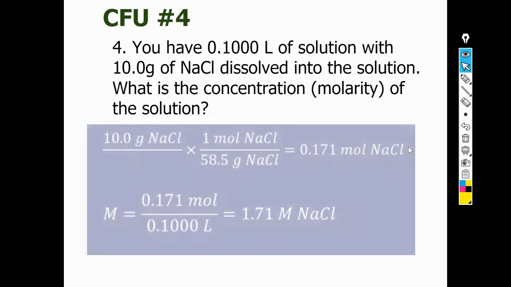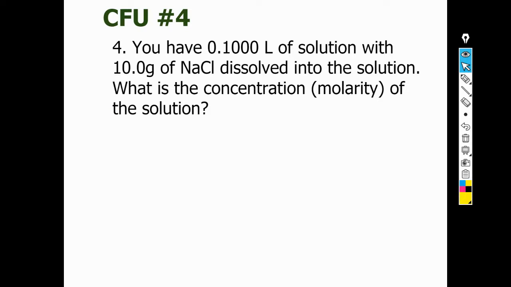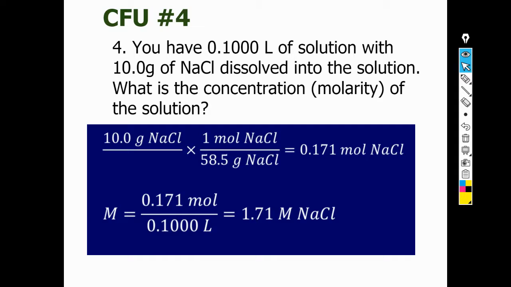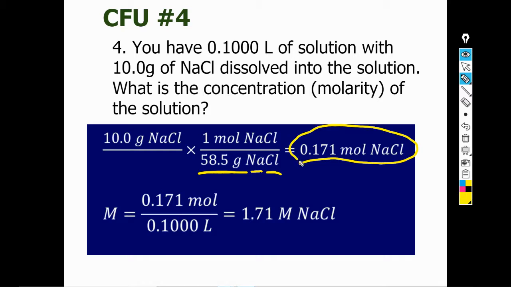Okay, let's look at CFU number 4. It says you have 0.1 liter of solution with 10 grams of salt, sodium chloride, dissolved into the solution. What is the concentration, which when you hear concentration, think molarity, of the solution? So in this one, I have grams, but it's asking for molarity. If I have grams, remember it's related to moles, so all I have to do is convert it. The 10 grams goes on the top. The 58.5 grams is coming from the periodic table, adding up the masses of Na and Cl. And we get 0.171 moles of sodium chloride.